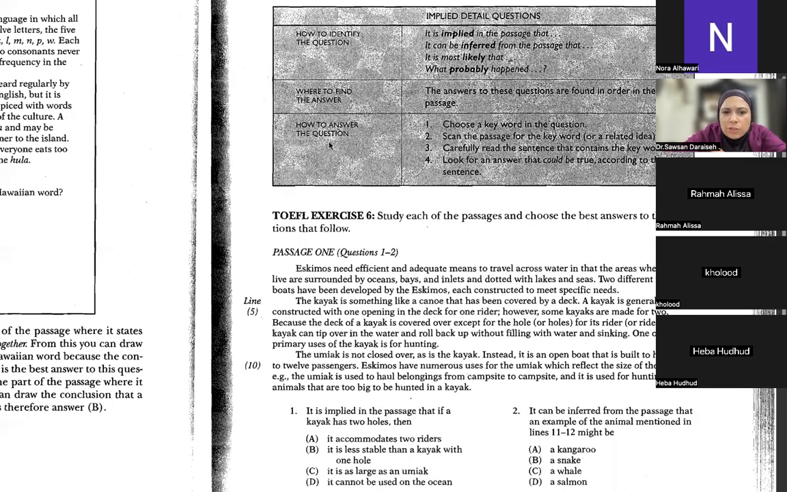Okay, how to answer the question? How do you answer this question? What did we just do right now when we answered the question? This is what Dr. Ghaith and I think all of you have done. You chose a keyword in the question, right? You scan the passage, a quick reading of the passage, for the keyword or related idea. Then you carefully read the sentence that contains the keyword. Why? To try to make a conclusion. You want to answer the question to make a conclusion. Look for an answer that could be true according to the sentence.